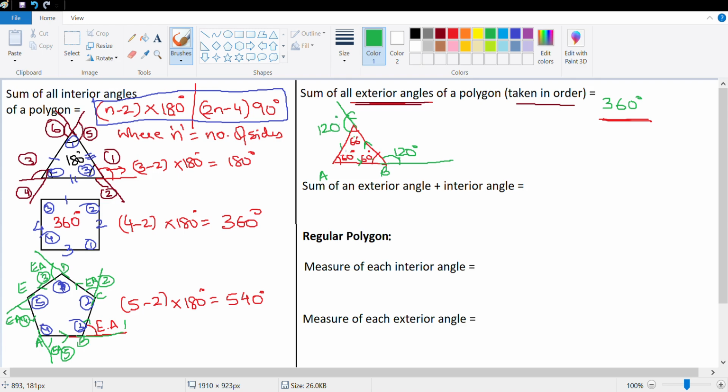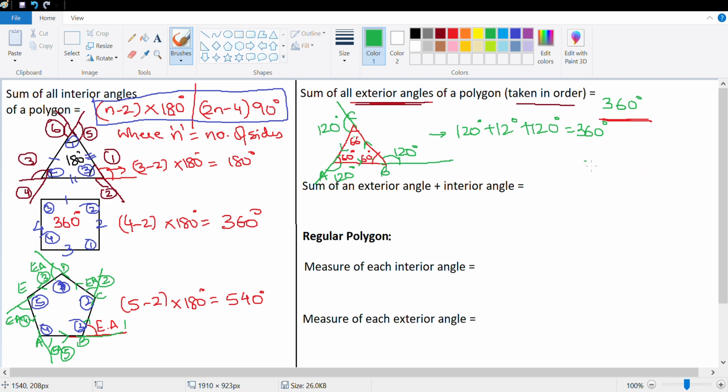Now let me move from C to A, and now let me extend CA. So this is my third exterior angle. Again, because of linear pair, this will be 120 degree. So for this, the sum of 3 exterior angles is 120 degree plus 120 degree plus 120 degree, which is equal to 360 degree. So sum of all exterior angles of a polygon taken in order is always 360 degree.